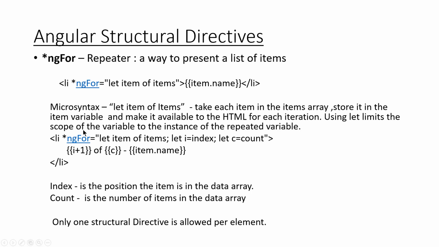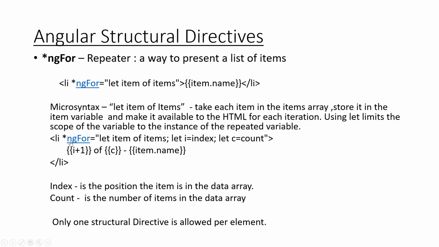We have a couple of other handy little variables that we can use with our for loop. In this case, we have index and count, where index will represent the current list item, and given that this is coming from a zero-based array system, the first item will be at position 0, and count is basically the length of the array, how many items in the array.